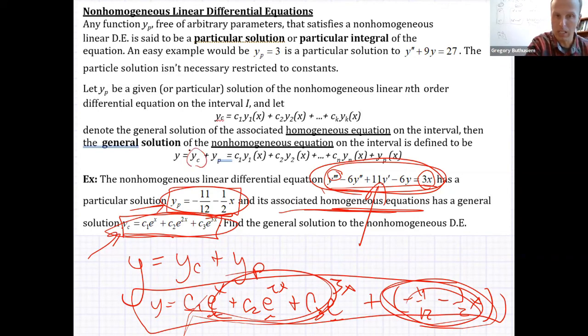Y sub C is the part that has those C's in it, right? We'll call that the general solution to the associated homogeneous, or we're going to call that the complementary solution, which is why the C is there, Y sub C, complementary solution. And then we're also going to need the other part, which we call a particular solution, which is free of those arbitrary C values, arbitrary parameters. And we're going to have to come up with ways of how we do this. How do we find all these pieces?